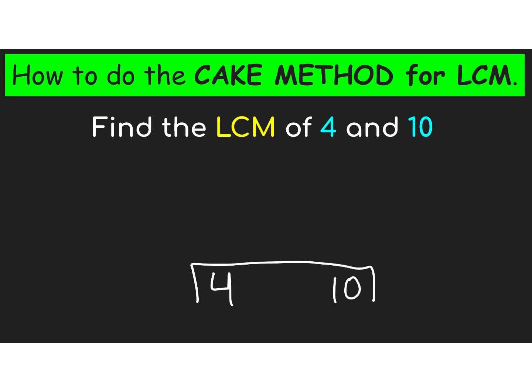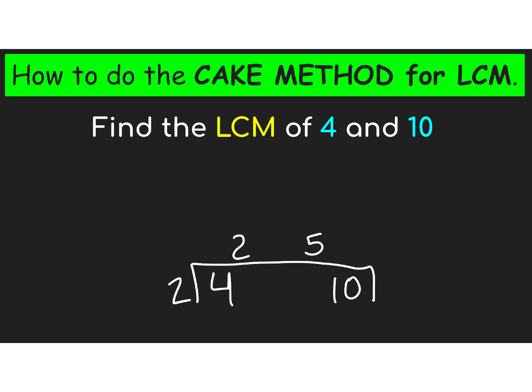Then the next thing I need to do is decide what goes into 4 and 10. Well, they're both even, so because they're both even, I know 2 will go into them. So 2 goes into 4 2 times, and 2 goes into 10 5 times. Now 5 and 2 can only be divisible by 1, so we're divided by 1. So that means I'm done.